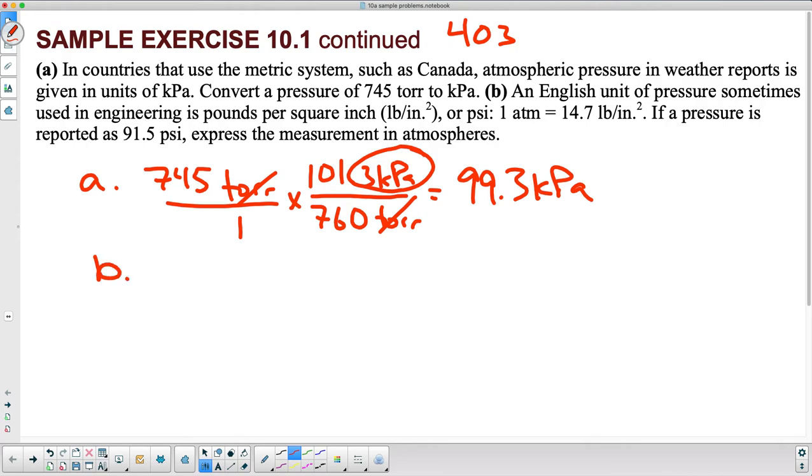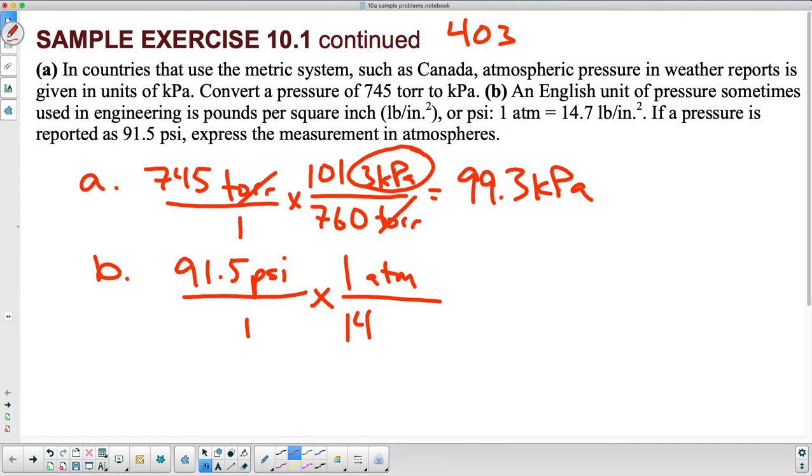This next one says, English unit of pressure, sometimes used in engineering, is pounds per square inch, or PSI. So 1 atmosphere equals 14.7 pounds per square inch. If a pressure is reported as 91.5, so that's going to be 91.5 PSI over 1. I always do the same thing. Now what's my conversion? My conversion is 1 atmosphere. That goes on top because that's what I'm looking for. And then pounds per square inch goes on the bottom, 14.7 pounds per square inch.